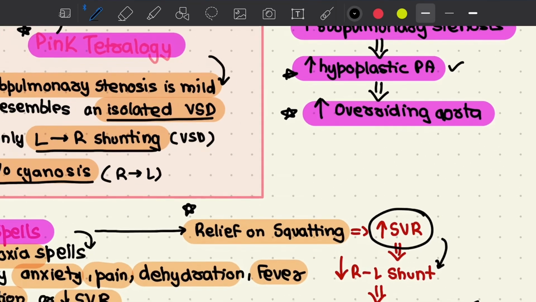So the mechanism behind the relief in tetralogy of Fallot on squatting is, when a patient with tetralogy of Fallot squats, he increases the systemic vascular resistance by compressing the veins in the lower extremities. And this increase in systemic vascular resistance will decrease the amount of right to left shunting that occurs, and hence will improve the cyanosis.